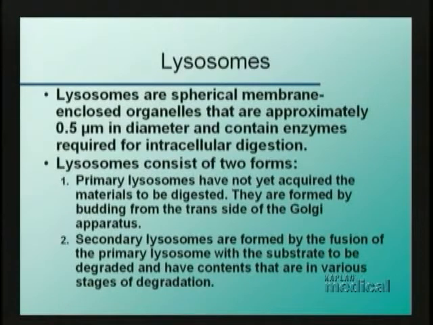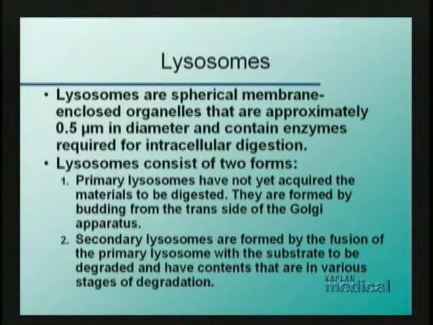Next, let's look at the two different forms of lysosomes. We've already made the comment about the fact that they are getting lysosomal-based, or Golgi and rough-ER-based, hydrolase enzymes of very low pH. We know that lysosomes basically exist in two forms. Primary lysosomes have not yet acquired the materials to be digested or recycled, and they are formed most immediately by budding from the trans side of the Golgi apparatus, the trans face.